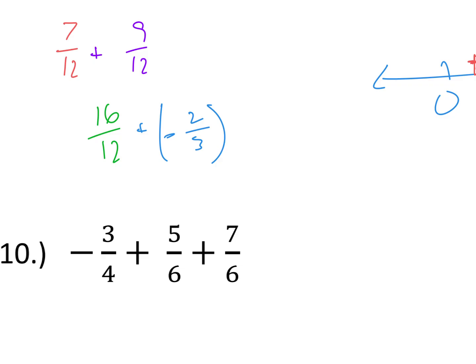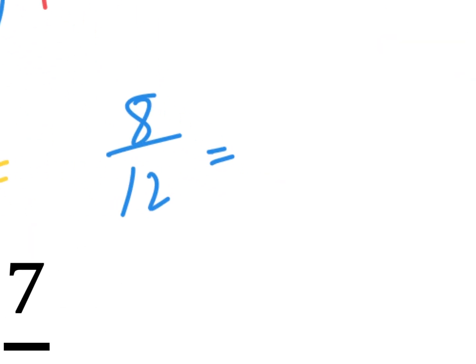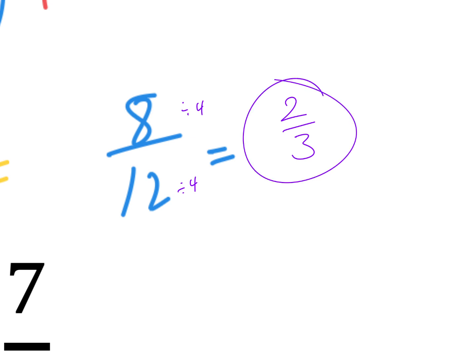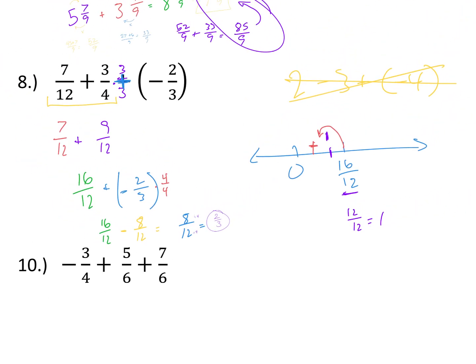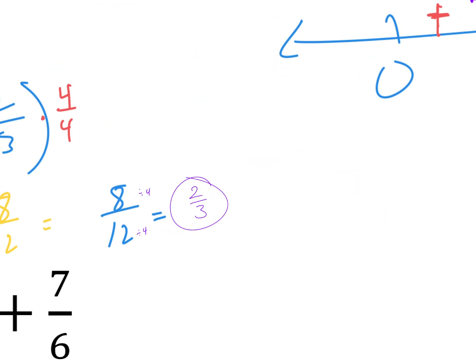So here we go. I'm going to multiply this by 4 over 4. And what's going to happen is I get 16 twelfths minus 8 twelfths. And that leaves me with 8 twelfths. That's fun, 6 and 8 is 8. And you can divide both of these by 4 to get 2/3. So maybe you didn't see that coming. But our final answer, when we add all these together, is 2/3.